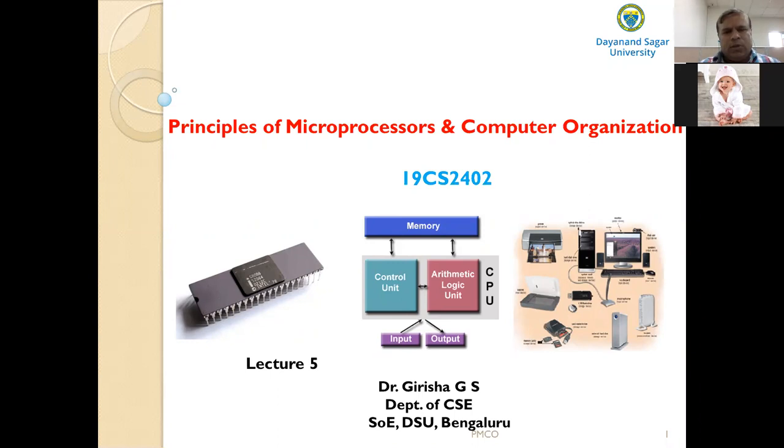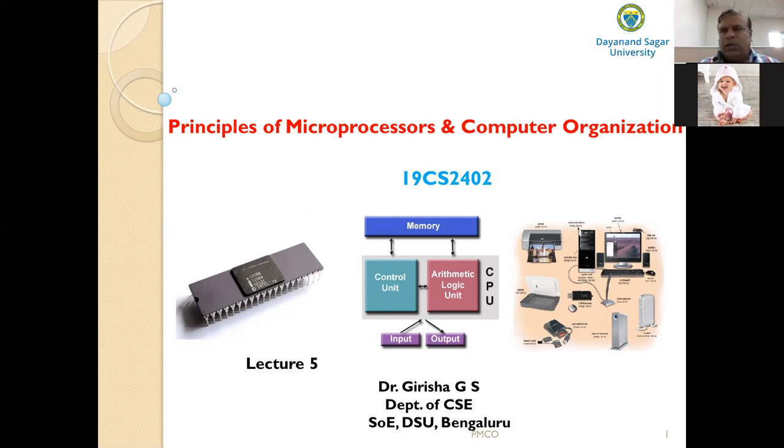Then coming to the control bus. The control bus is used to carry the control signals and the timing signals. The control signals indicate the type of operation, whereas the timing signals are used to synchronize the memory and input output unit operation with the CPU clock.